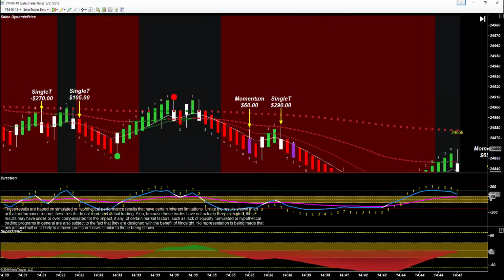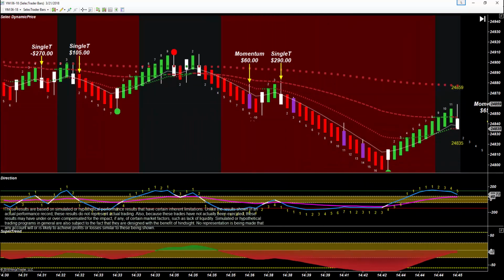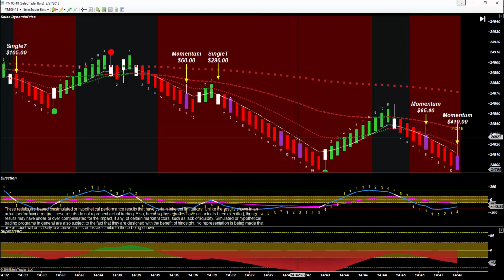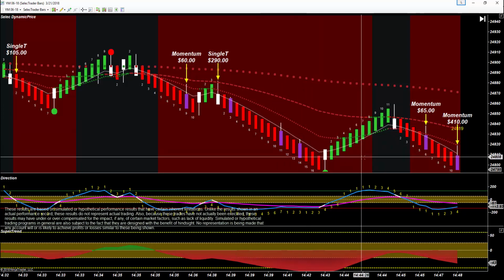Then we have a momentum short. This one just eking out a profit target, followed by a single T short at 14.38. This one does hit profit target at the close of bar 3. And after the close of bar 7, we will widen our stop to the green DPI price, riding over these tall wicks here on bars 11 and 14.